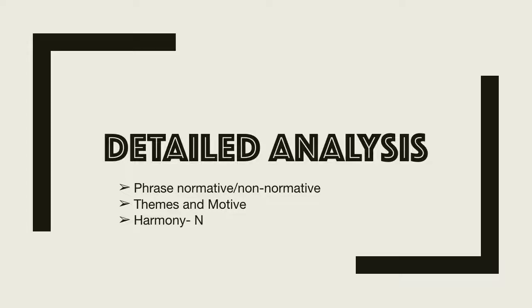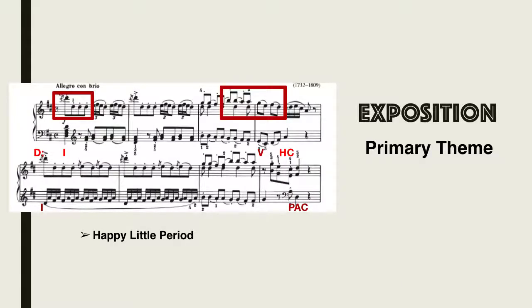All right, now we can get into the nitty-gritty. First, we're going to talk about a normative phrase. That'll be the primary theme, and my secondary theme will be the non-normative phrase. We'll go a little more in depth into themes and motive, but not really, and then we'll talk a little bit more about the Neapolitan. And we're back to our primary theme.